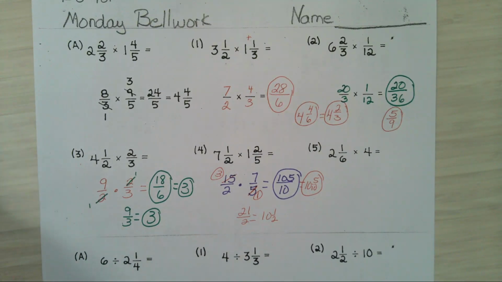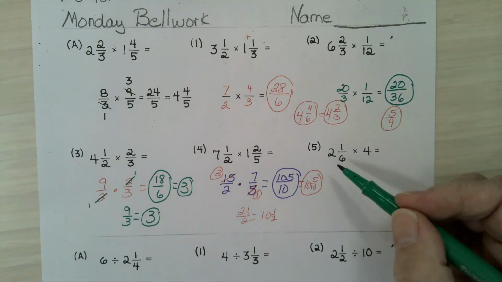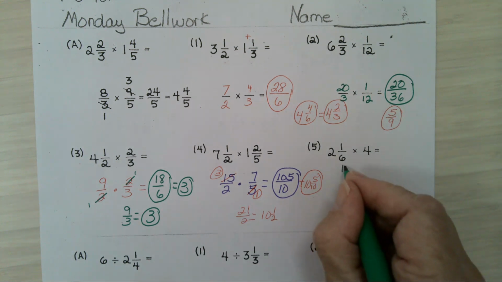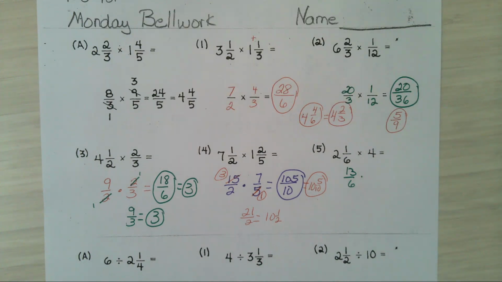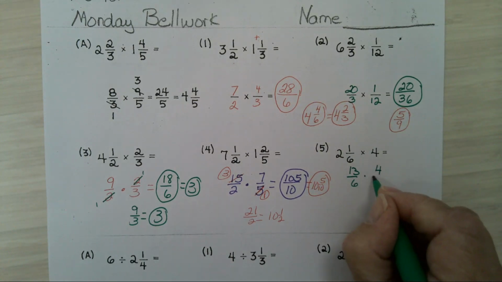Number 5. 6 times 2 is 12, plus 1 is 13. You have 13 over 6. What do you do with the whole number? How do I make it a fraction? Yes. You pick it up and put a 1 underneath it.